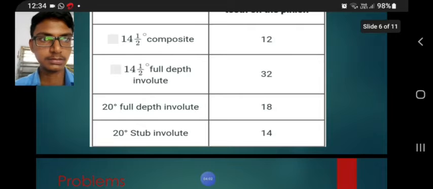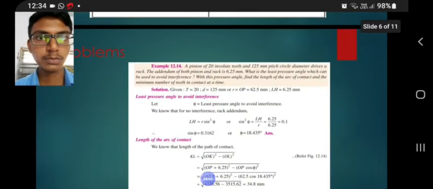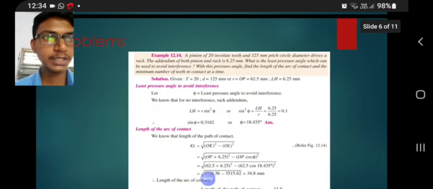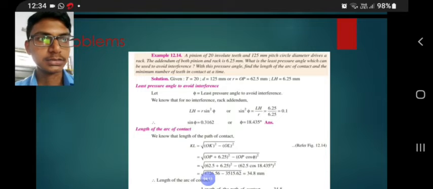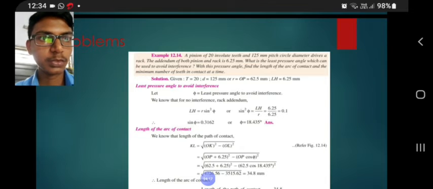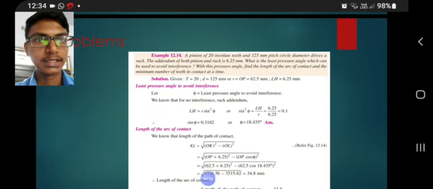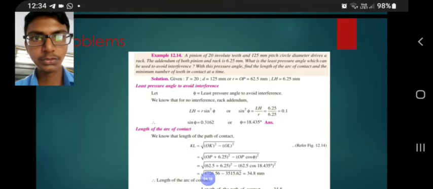Okay, and then we are going to see problems. A pinion of 20 involute teeth, the number of teeth is given, and 125 mm pitch circle diameter, the diameter of the pitch circle is also given. The addendum of both pinion and rack is 6.25 mm. What is the least pressure angle which can be used to avoid interference? So it is asking for the pressure angle to avoid interference.